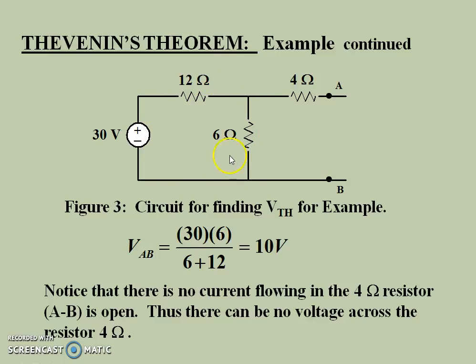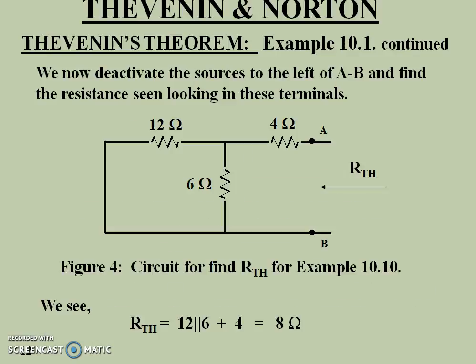The current value will be 30 divided by 6 plus 12, as 12 and 6 ohm are connected in series. So 30 divided by 6 plus 12, that is 30 divided by 18. And the potential across AB will be 30 divided by 6 plus 12, multiplied by 6, because this resistance is 6 ohm. So it has been calculated as 10 volt. So this is basically your Thevenin voltage.